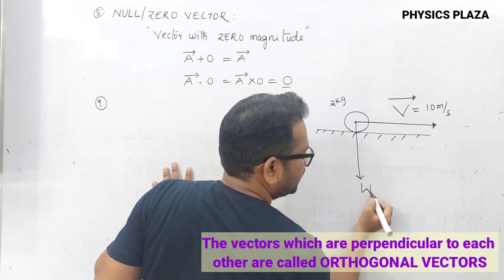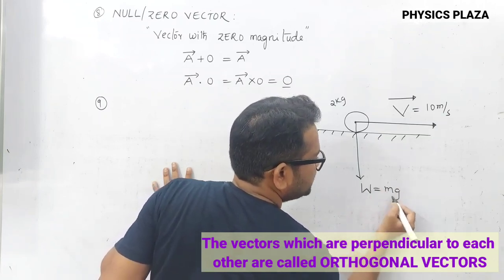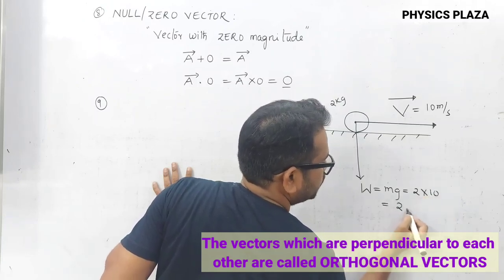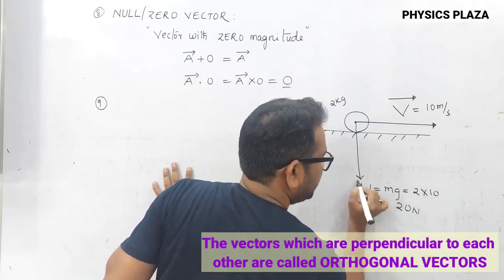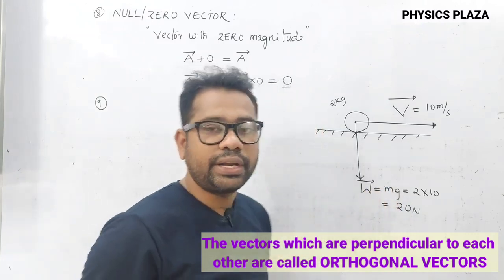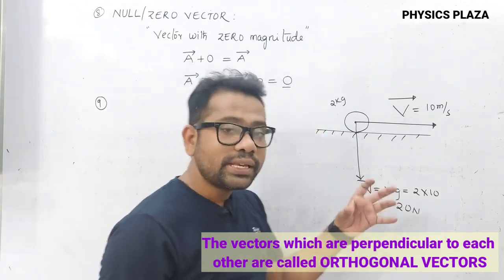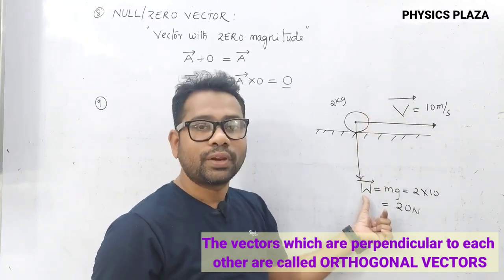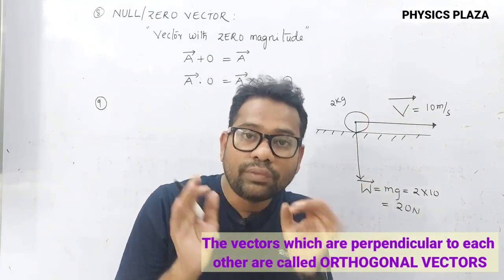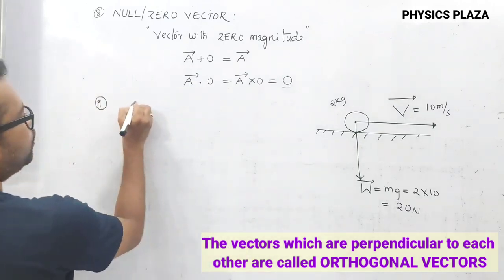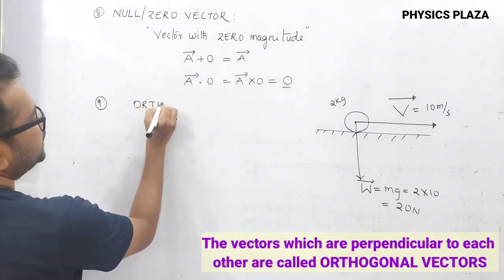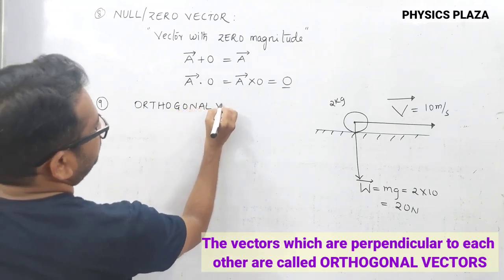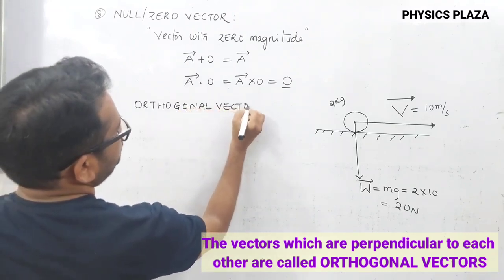How to calculate weight? W is equal to mg. Suppose g is 10, so 2 into 10 meter per second square, this will be 20 Newton. So weight is a vector quantity. Now children, I can say that here the velocity of the body and its weight are called orthogonal vectors. Let us write here: orthogonal vectors.